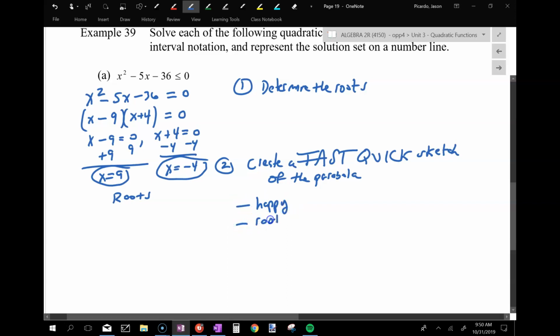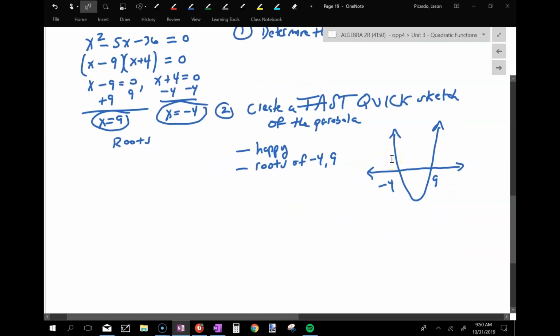And I know that it has roots of -4 and 9. So can we, with that information, create an extremely rough sketch? Boom. -4 and 9. Hey, guys, when I say rough sketch, can we be a little careful? If I have roots of -4 and 9, I should probably put those in the right order, correct? Like 9's not going to be this one, right? You'd be surprised.